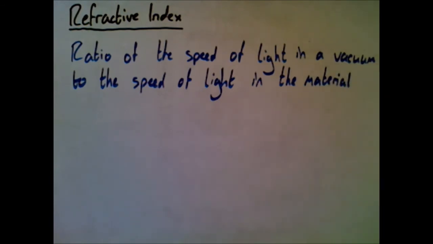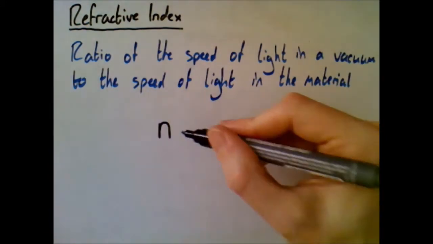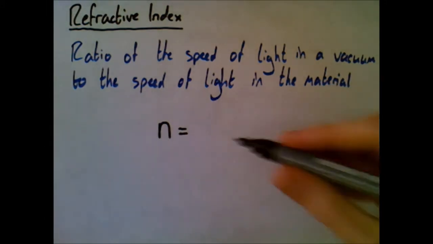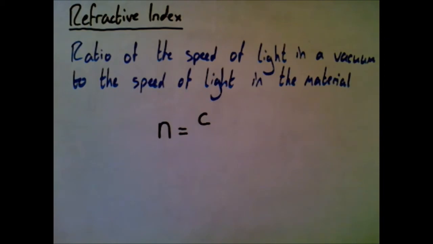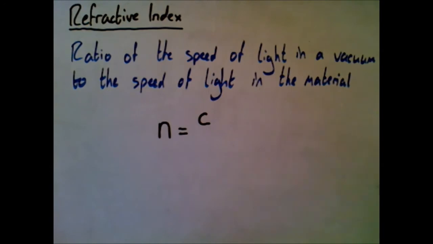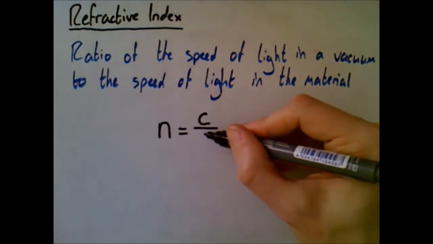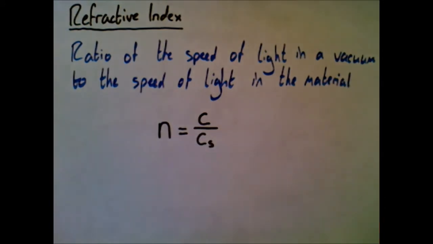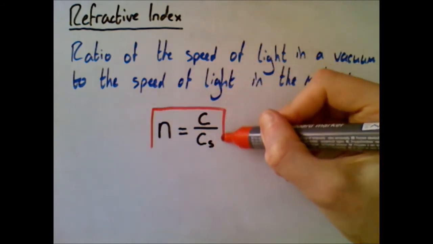Now we can obviously write that as a formula. Refractive index is given the symbol n. Since it's a ratio, the speed of light in a vacuum we call c. You'll have seen that before, probably in the quantum topic and the waves topic, when you talked about electromagnetic waves. It's divided by the speed of light in the material, often given c with a subscript s, for substance. So there's our formula for refractive index: n equals c, the speed of light in a vacuum, over cs.